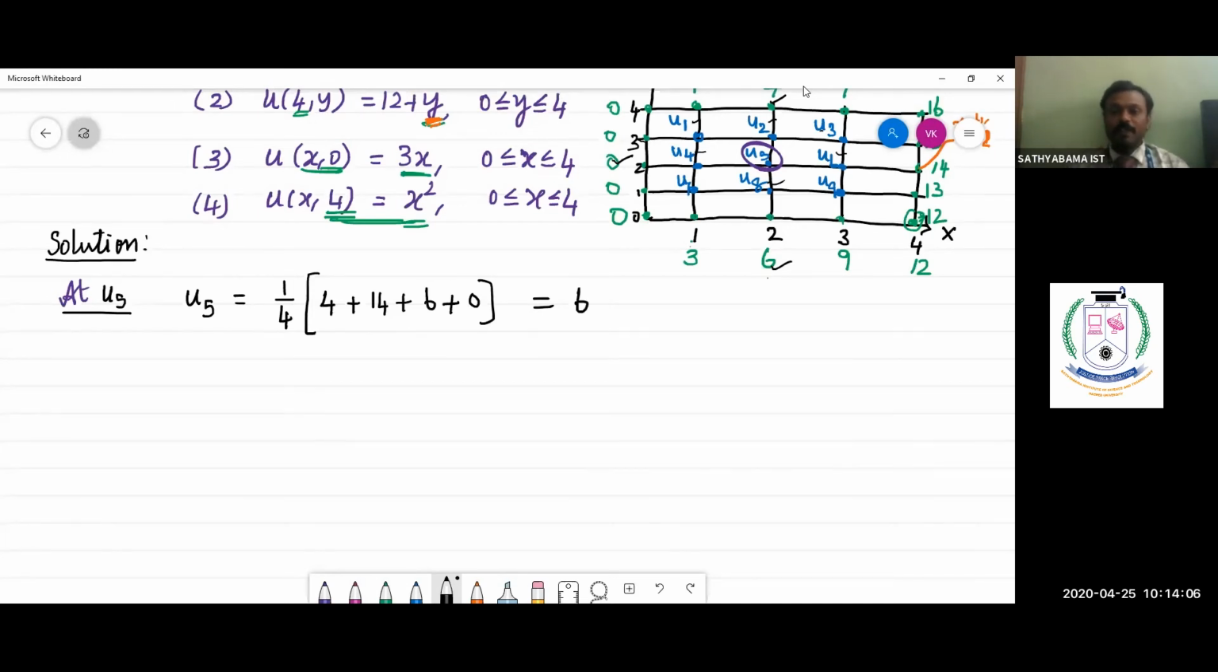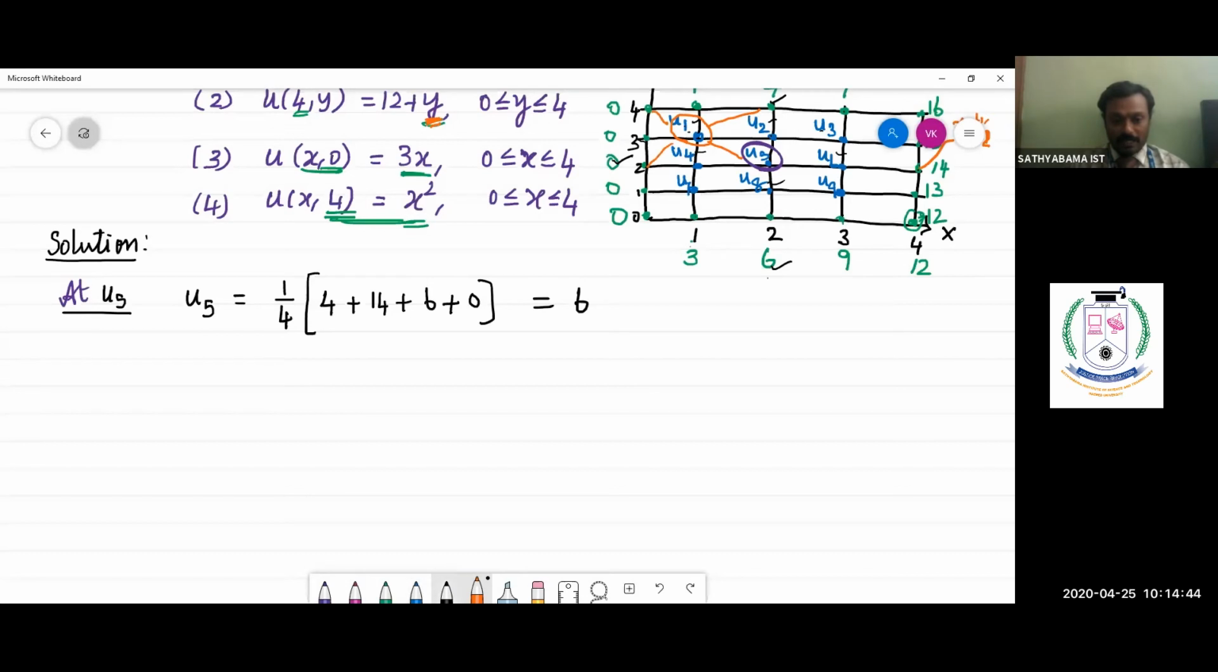Similarly, now go for any other point at which we can apply the standard 5-point formula. If you choose U2, we cannot apply standard 5-point because we don't know U1 and U3. If you go to U1, we cannot apply standard 5-point because we may not be knowing U2 and U4. But we can apply the diagonal 5-point formula to this U1. If you take U1, the diagonal values are 4, 7, U5 and 2. All these values are known.